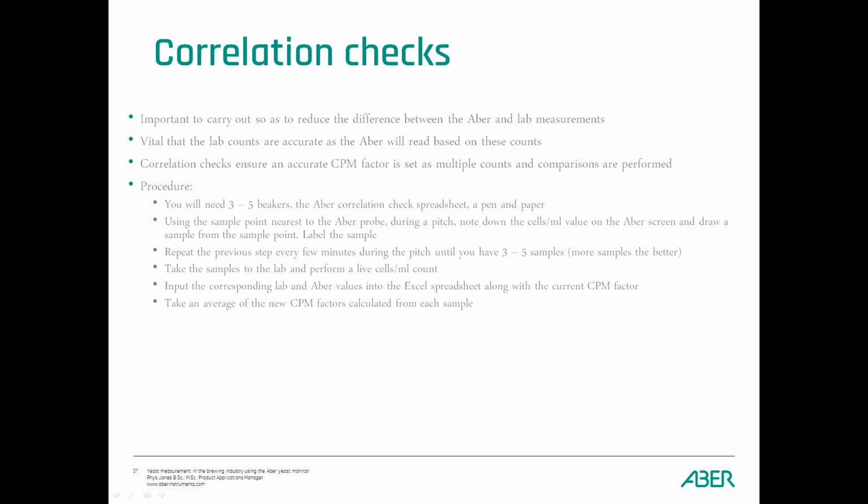As yeast is being pitched, draw a sample from the sample point nearest to your ABBA compact probe. At the same time as the sample is taken, note down the CPM reading on the ABBA screen. Repeat these steps every few minutes until you have drawn 3 to 5 samples. These samples should be taken to the lab where a live cell per mil count can be taken.